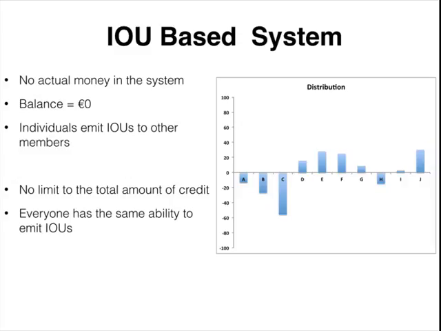And everybody has the same ability to emit these IOUs. You don't get an advantage because you start off with more because you're more positive. Everybody continues to have the same ability to function in a society. And the system is intrinsically totally stable because it always adds up to zero. There is no way you can unbalance the system by putting too much money in it or taking too much money out.